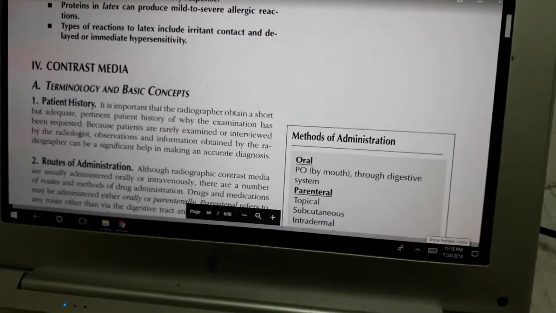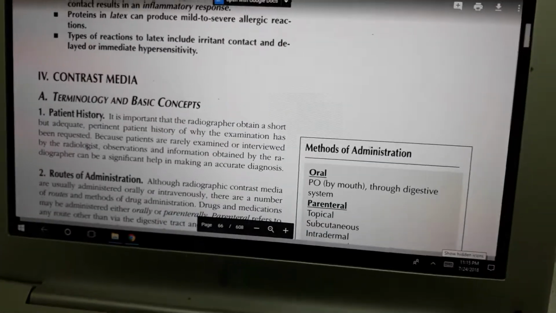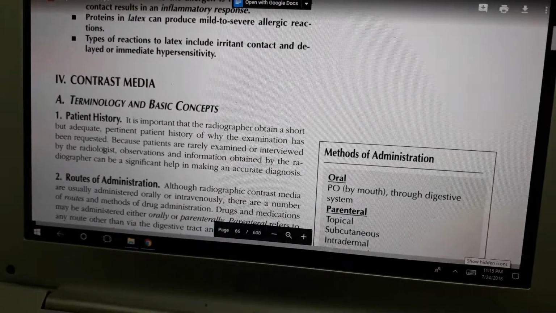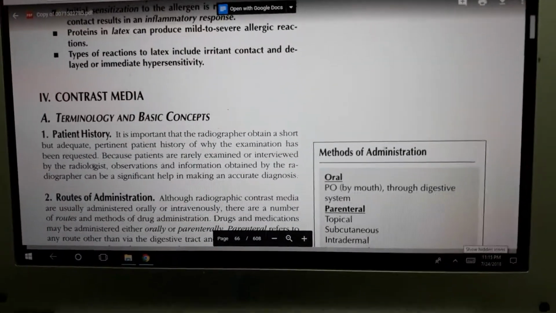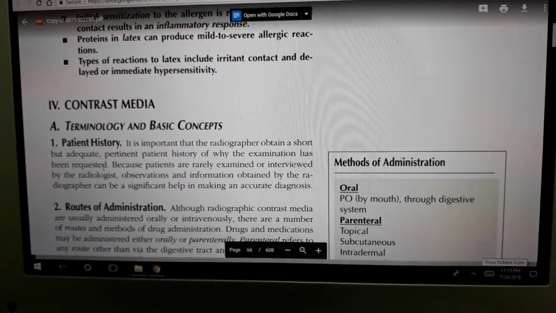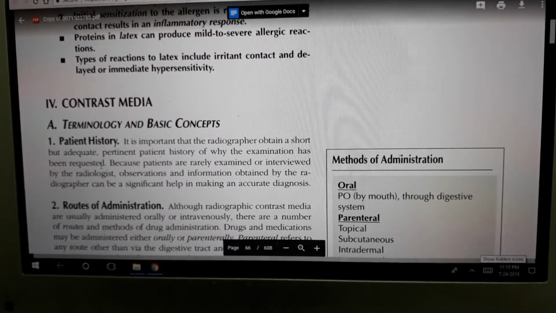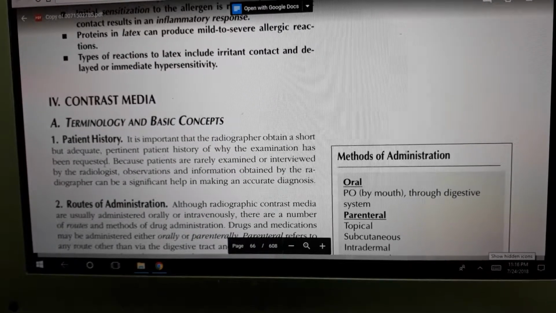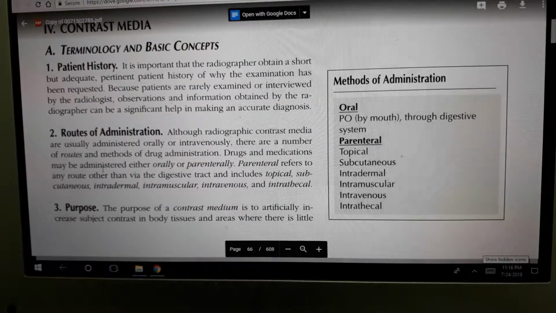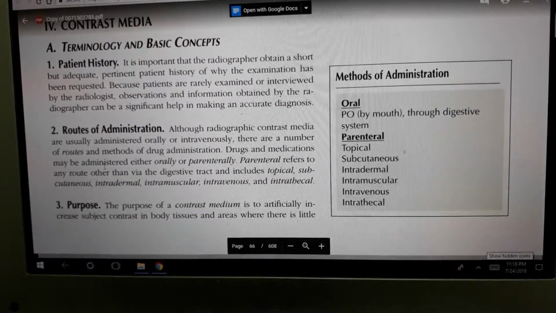Next is routes of administration. Oral, PO, by mouth through the digestive system. Parenteral, topical, subcutaneous, intradermal, intramuscular, intravenous, intrathecal.